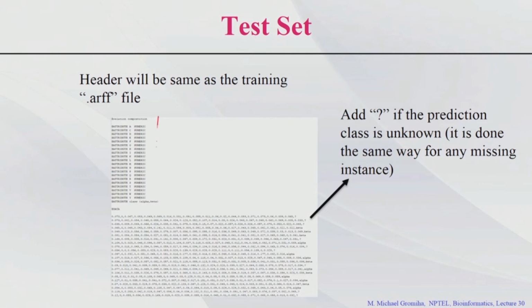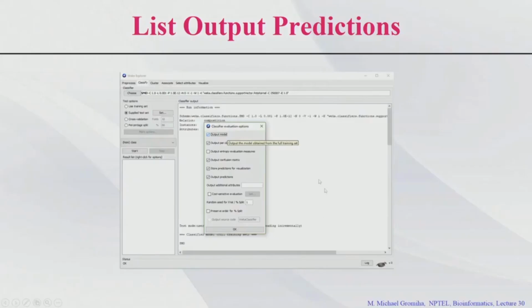In this case we use the same composition features, the composition of the 20 amino acid residues, and the same class. If you do not know the class of the test set, you put a question mark. The question mark means the prediction is unknown. So in this case Weka will predict whether it is helix or strand. If it is known, alpha or beta, it can also evaluate whether it is positive or negative, whether it is correctly predicted or wrongly predicted. This is the output. So it is also possible to list the output predictions.